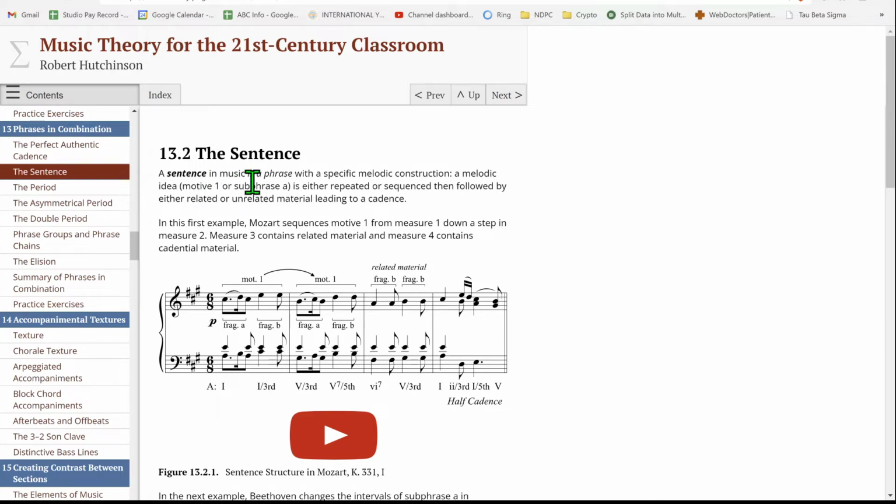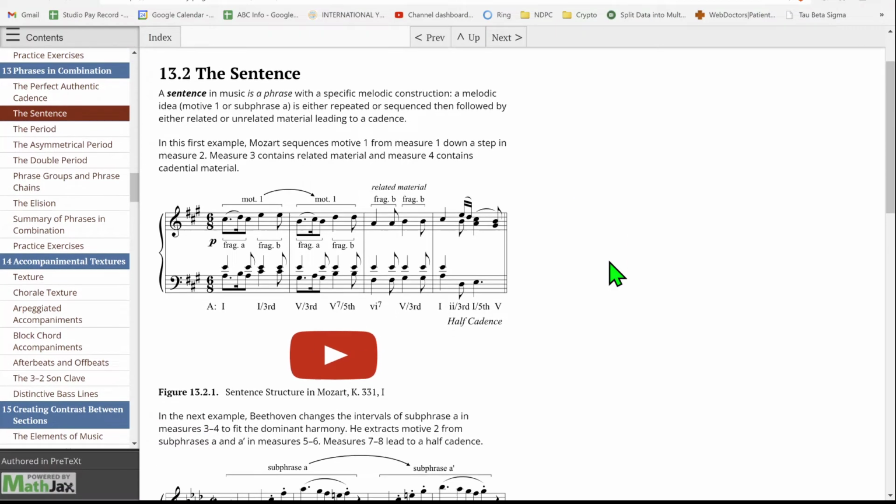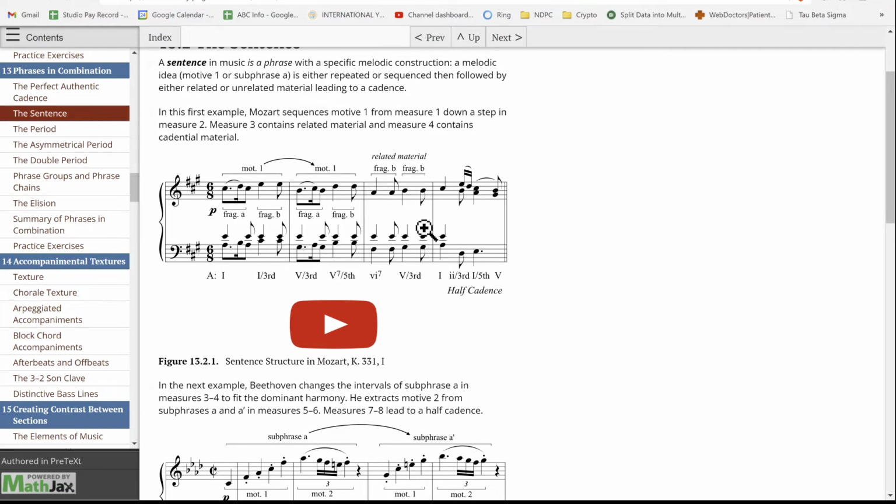But to understand this, a sentence is a phrase basically that has a sequence. Really, really important to understand. And what's a sequence? A sequence is a motivic element that's repeated, usually up a step or up a third. It jumps around. So let's take a look at this example that they give us. All right. So we have a motif. It repeats. And here's kind of fragments of the second half of it. Right? And it closes, right?